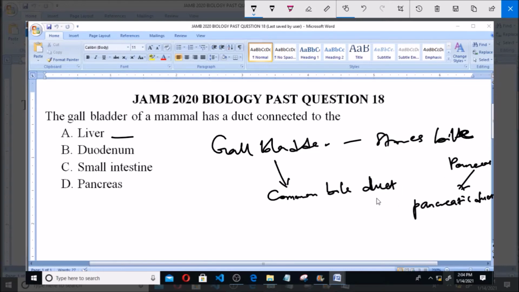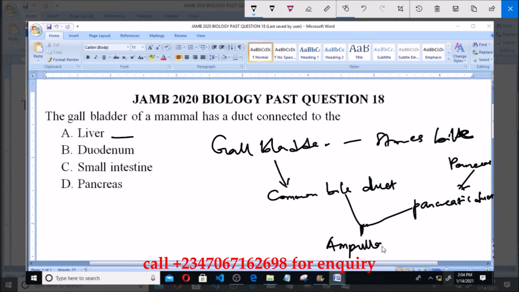Now, this pancreatic duct will unite with the duct of the what? Of the gallbladder and enter into and form what we call the ampulla of Vater. They form the ampulla of Vater. Now, this ampulla of Vater will then enter into the duodenum.